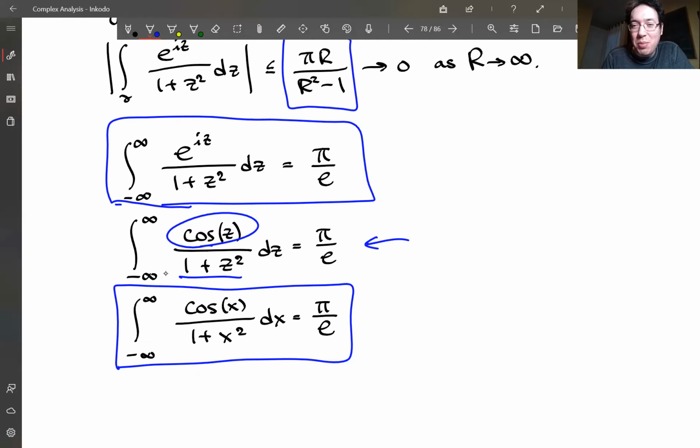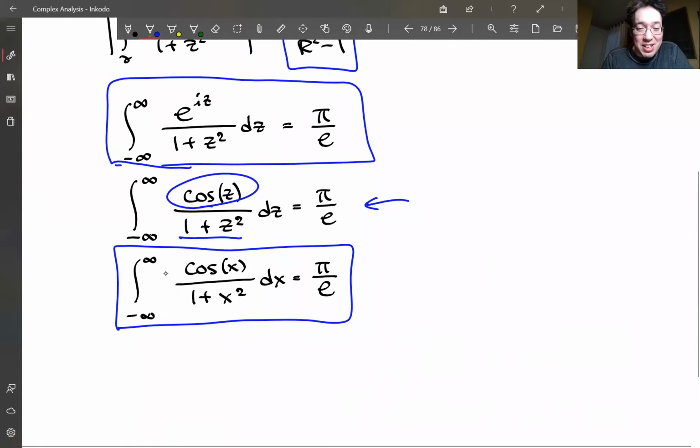And that's how we computed this integral. I thought this example was very, very cool. You cannot evaluate it by finding the antiderivative of cosine of x over 1 plus x squared, because that doesn't exist. So that's it. I'll end this video here.